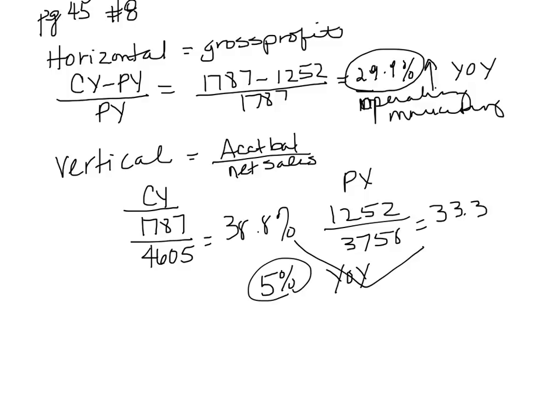Okay? When we're looking at the vertical analysis of the gross profit, it tells us whether the company was more or less profitable in the current year. In our particular case, the company was more profitable in the current year by 5%. Do both horizontal and vertical analysis indicate that? The answer would be yes.